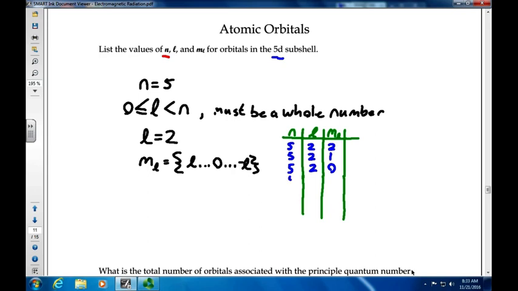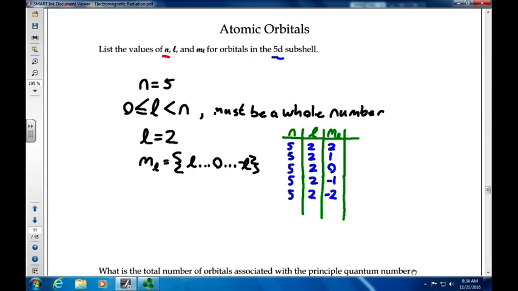N is 5, L is 2, ML is negative 1, and N is 5, L is 2, and ML is negative 2. So that's it for listing all the values for N, L, and M sub L.